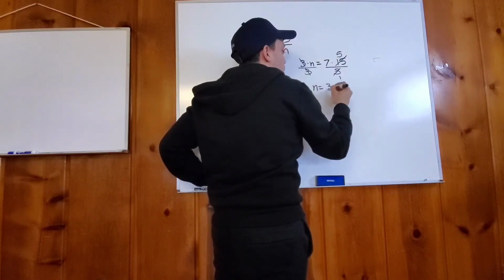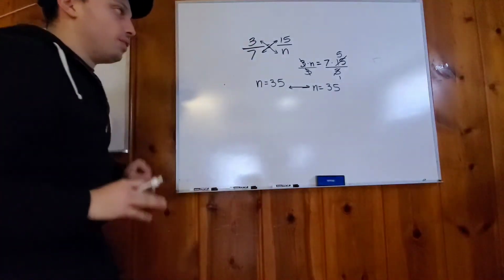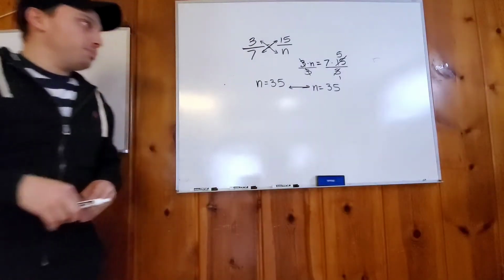That's how we found out the first answer in the first place. And look at that. N equals 35. This is why math can actually be checked.